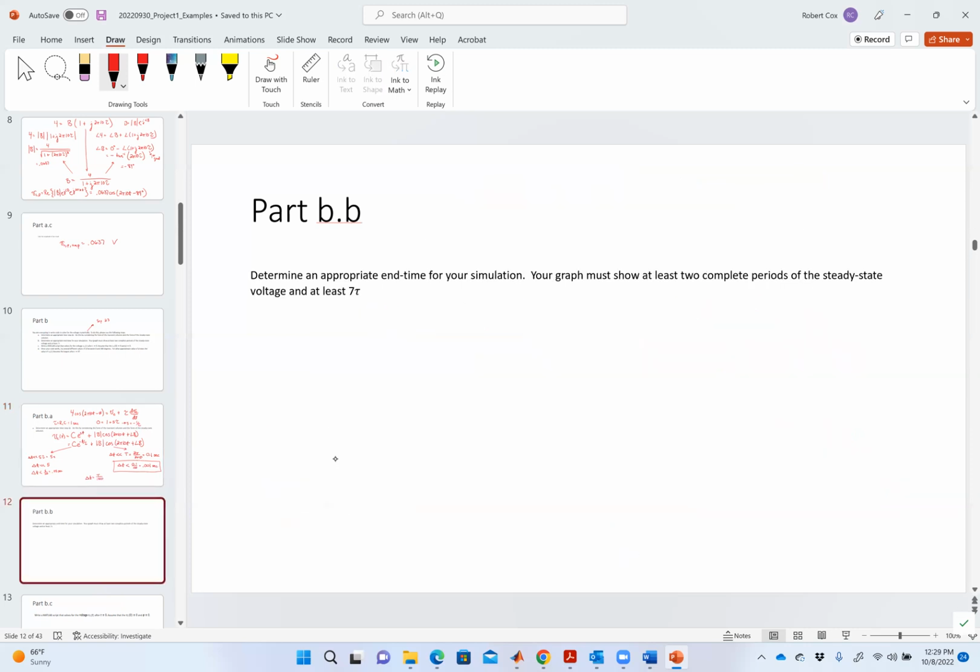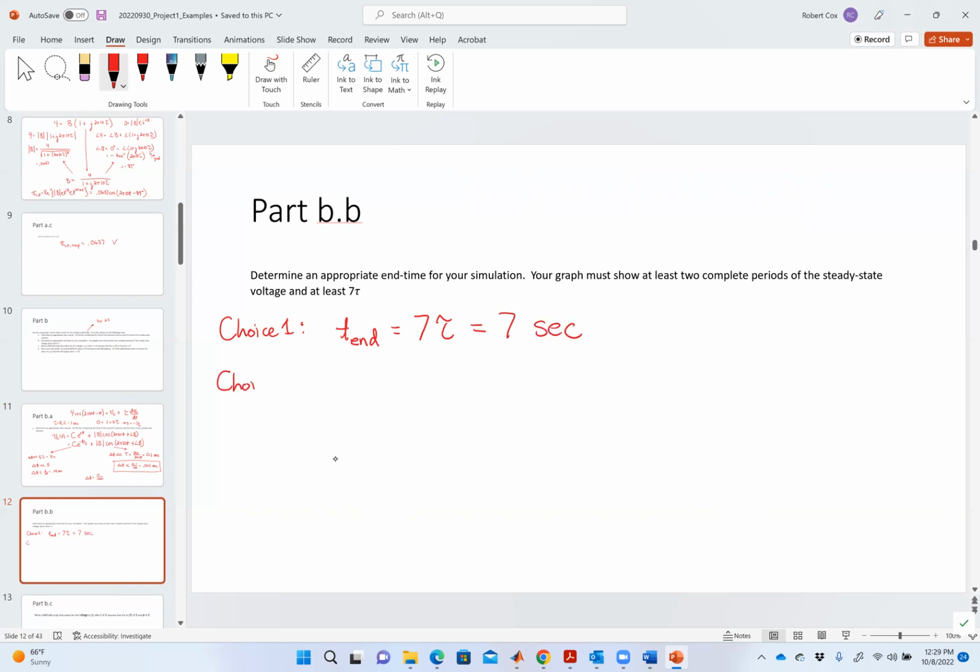All right, so part B: determine an appropriate end time for your simulation. Your graph must show at least 2 complete periods of the steady state voltage and at least 7 tau. So T end, as I'll call it, the end time, could be, as choice 1, 7 tau, which we said, with tau being 1 second, is 7 seconds.